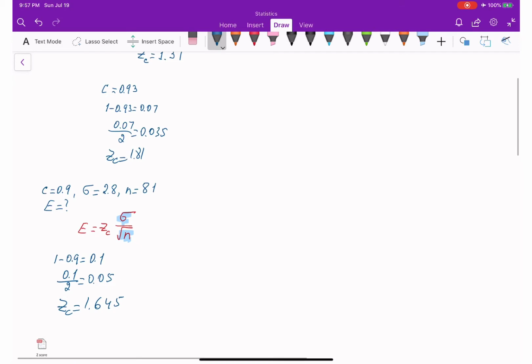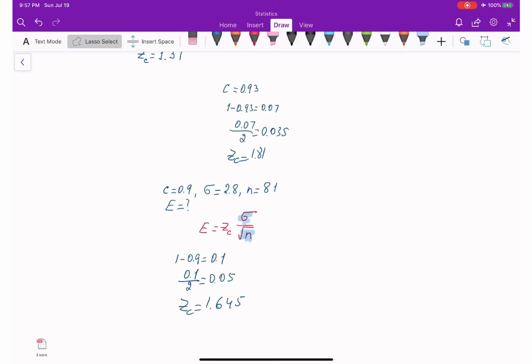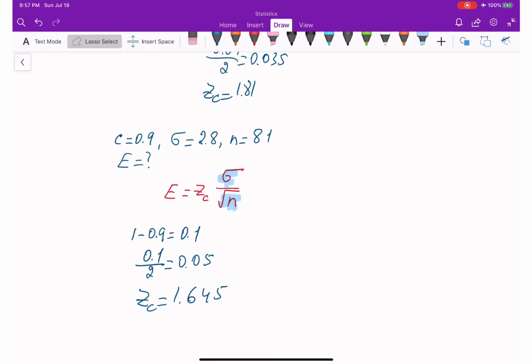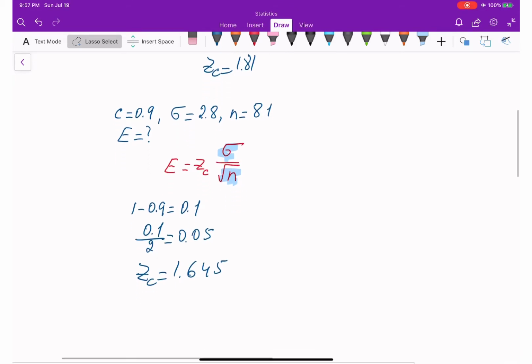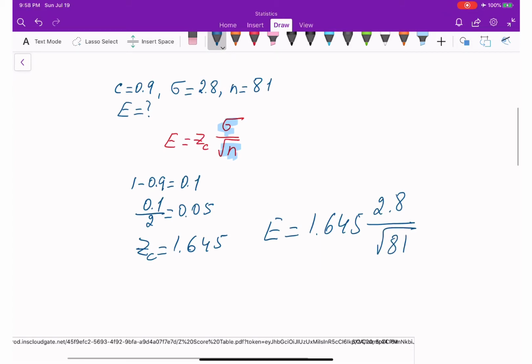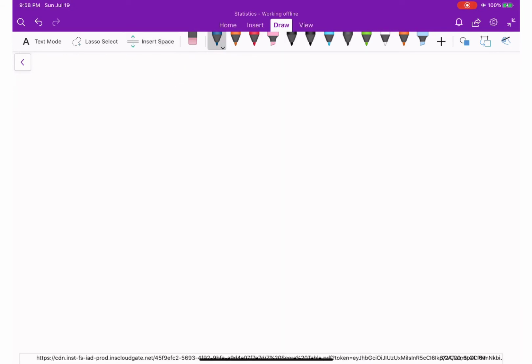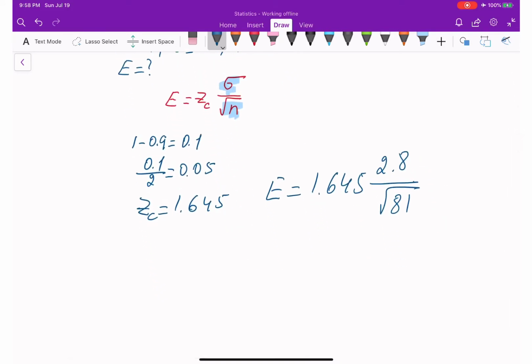Let me move this to the middle, the sound is too much on the side. All right, 1.645. Once we have our Z critical, we can find our margin of error. So margin of error is equal to 1.645. Here sigma is 2.8, and we have square root of 81. So E is equal to 1.645 times 2.8 divided by 9.